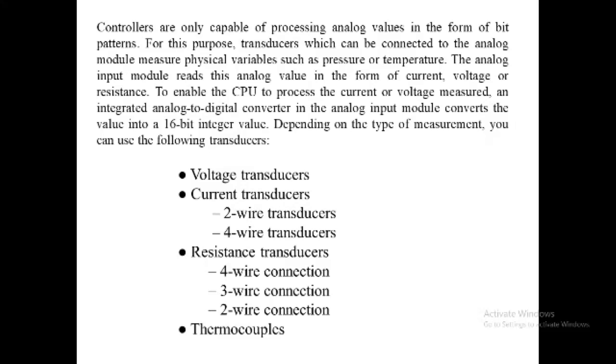Depending on the type of measurement, you can use the following transducers. Number 1, voltage transducer. Then current transducer, which has 2-wire transducer and 4-wire transducer. The third one is the resistance transducer, that is 2, 3, and 4-wire connection transducer, and the last one is the thermocouple. Additional information on wiring various types of transducers to analog input can be found in wiring transducers.